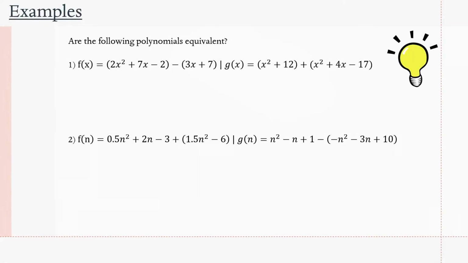Okay, so let's move on and do a couple of examples now. It says here, are the following polynomials equivalent? So let's look at number 1. We have f of x, which equals (2x squared plus 7x minus 2) minus (3x plus 7). And we have g of x, which is (x squared plus 12) plus (x squared plus 4x minus 17).